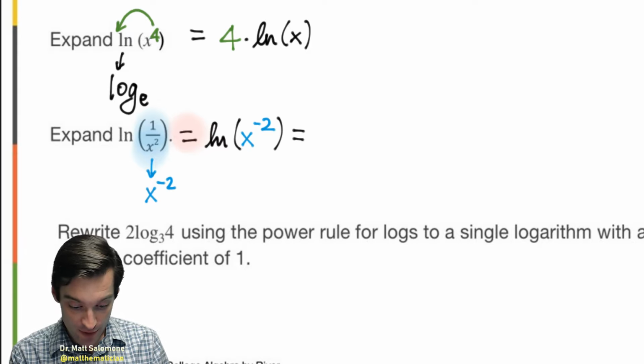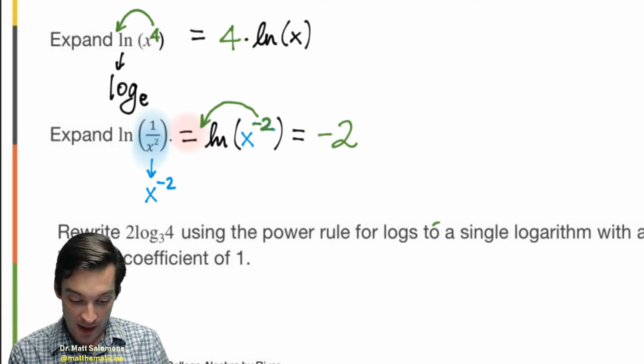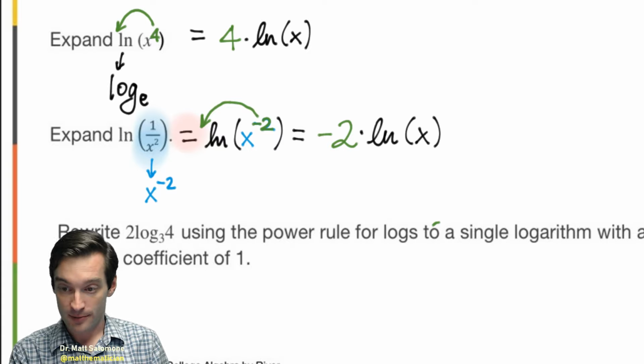But now that it's in this form, we can apply that same power to multiple property. Negative 2, which is a power inside the logarithm, becomes a multiple outside the logarithm: negative 2 times ln of x, the natural log of x.